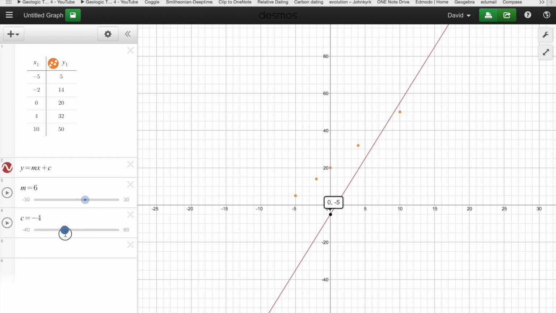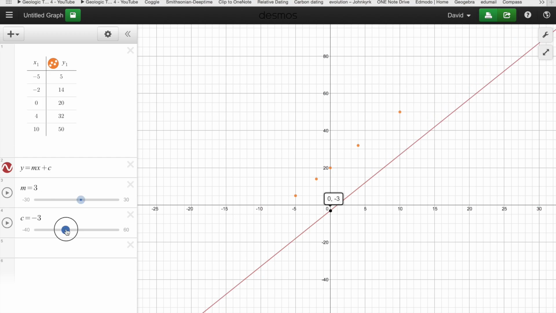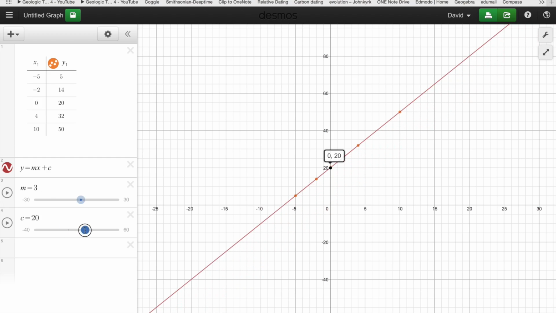So why don't we use that to see if we can make this line match up with those points. I'm going to try and do that now. I'm going to make my line a bit shallower, so it's sort of matching the dots. I need to move it up a bit. Gee, I tell you what, that's it. I think we've nailed it.